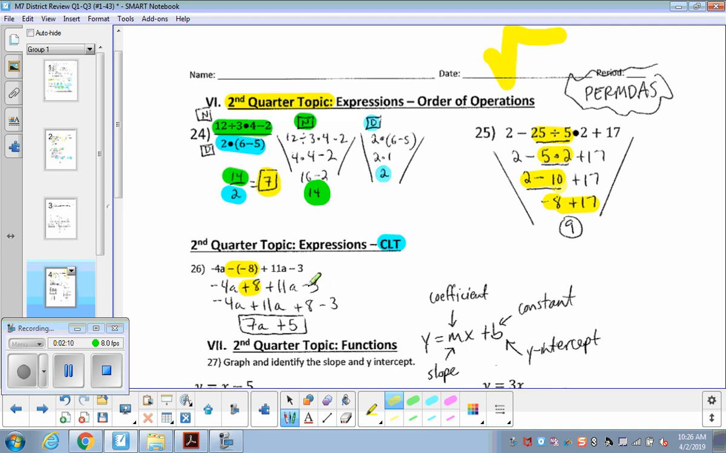So now I've got a positive 8 and a negative 3, and I also have a negative 4a with a positive 11a. In this next step, I just group those together to help you see where I'm getting the positive 7, because negative 4 plus 11 is 7. And then I'm helping you see that I get a positive 8 minus 3, which is positive 5. So this is an algebraic expression. We can simplify it by combining like terms. That's what CLT stands for. And when we combine the like terms, it simplifies to 7a plus 5.